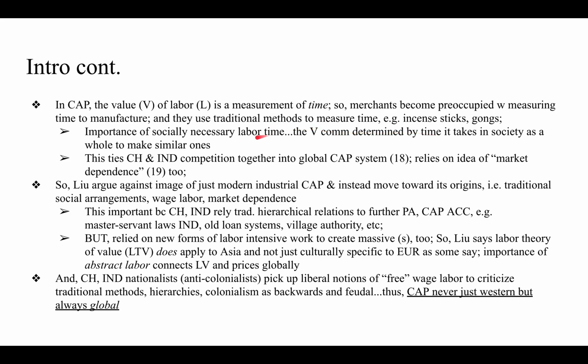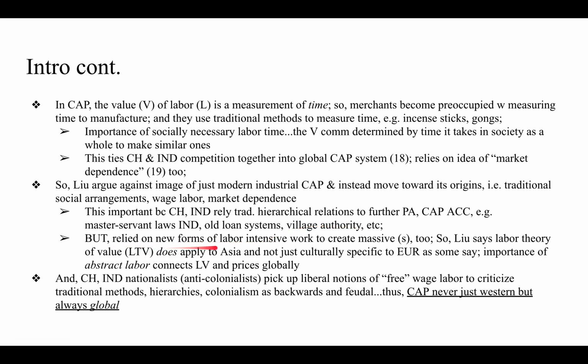And this ties Chinese and Indian competition together into a global capitalist system, which relies on the idea of market dependence as well. So Liu argues against an image of just modern industrial capitalism, and instead advocates moving towards its origins, its traditional social arrangements, wage labor, and market dependence. This is important because, as I've said, China and India relied on traditional hierarchical relations to further primitive accumulation and capital accumulation. For example, master-servant laws in India, old loan systems, and village authority.